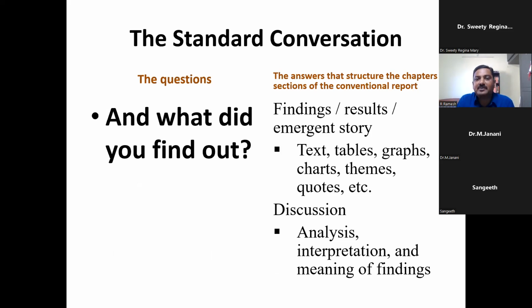So you are explaining the major findings, like I was explaining about Amartya Sen and others. Findings, results, the emergent story, right? You cannot tell him your thesis language. There you will tell him in a nice story what you came out with, right? And if it is an actual thesis, you can see the text, tables, graphs, charts, themes, codes, discussion, analysis, interpretation, all that you will find, right? And what did you find out finally? That's how you will go.